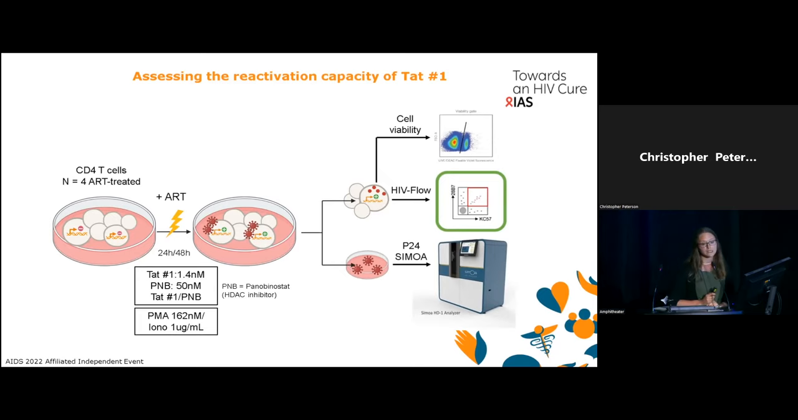First, we assessed the cell viability by flow cytometry using a live dead stain. We also collected the cells after stimulation to perform the HIV flow assay. This is a flow cytometry based assay in which we use a combination of two different antibodies to target the P24 protein to determine the frequency of P24 positive cells following stimulation. And we also collected the supernatant from those same cultures to measure the concentration of P24, and we performed the P24 Simoa to assess the viral particle release in the supernatant.